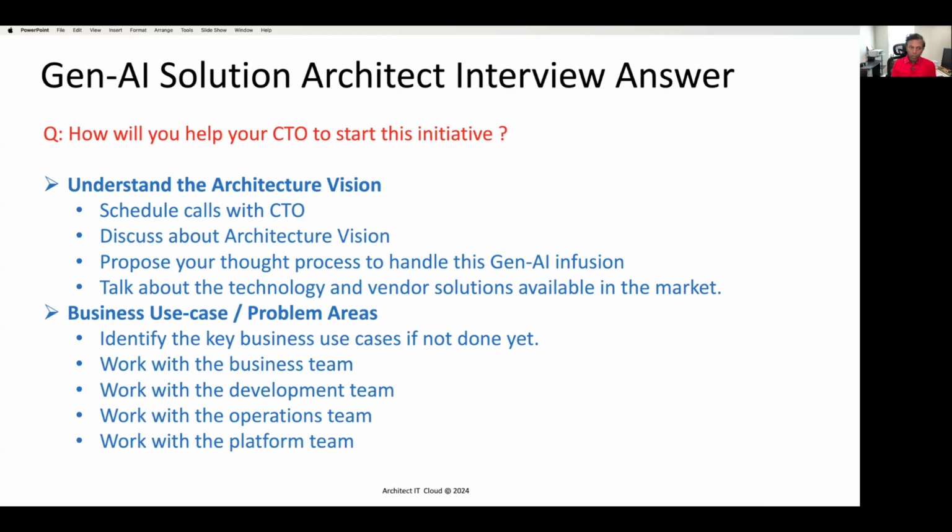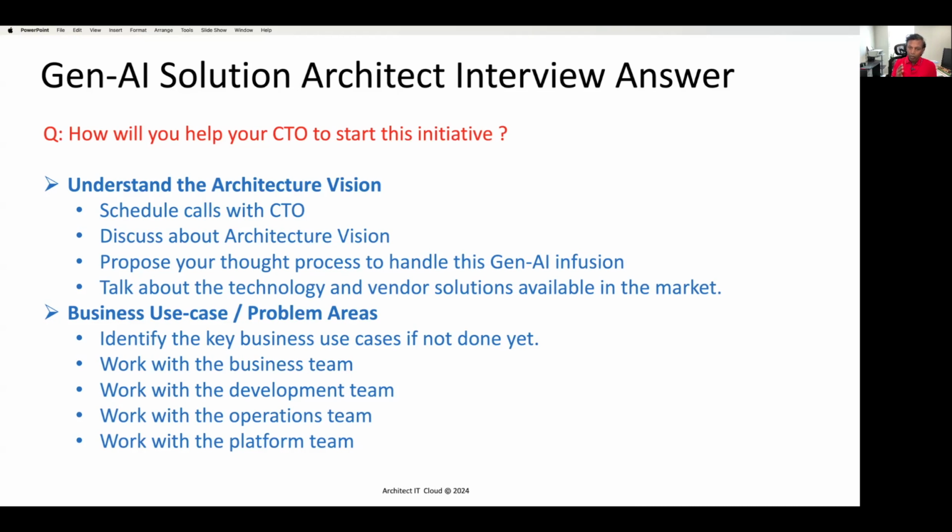Normally, when it comes to solution architecture, if you are a seasoned solution architect, you must definitely work with your CTO closely because the CTO is the one who knows the architecture vision clearly. So work with him or her just to get to know about the architecture vision. And for that, you must schedule calls with CTO to understand the architecture vision.